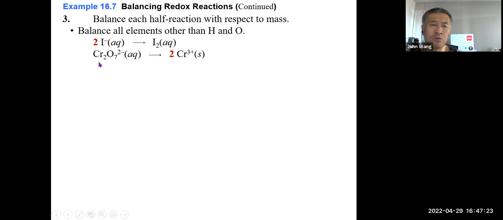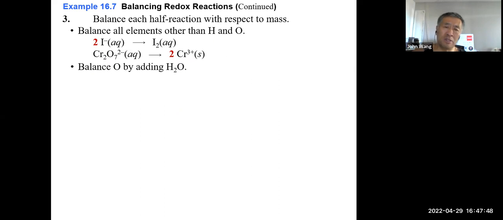And in this equation, before we put these two here, we only have a Cr2O7 2 negative and a Cr3 plus. So therefore, we have to put a 2 here to balance the Cr. Once you balance the atom that is not H and O, you will balance the oxygen by adding H2O. So you get something to use, but you have a lot of procedure to follow.